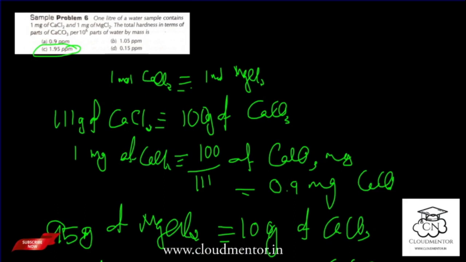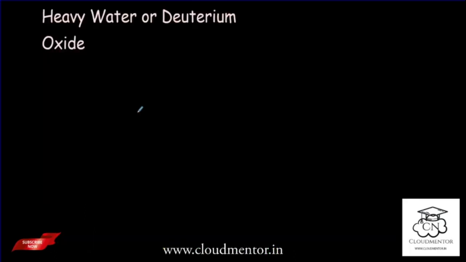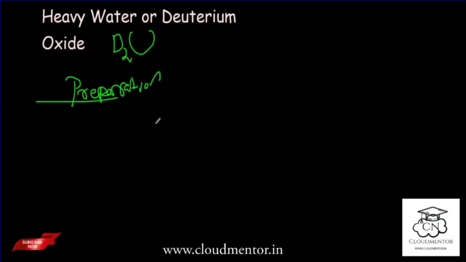So let's move to the next topic, that is heavy water or deuterium oxide, D2O. The credit for the discovery of heavy water goes to Urey, who first proved that ordinary water contains 1 part of heavy water in 6,000 parts of it. Lewis and Donald in 1933 were able to isolate a few milliliters of pure D2O by continuous electrolysis of water containing alkali. Now the preparation of D2O, or heavy water.